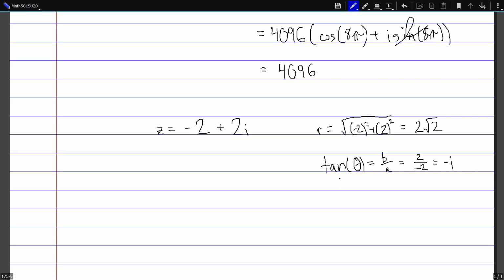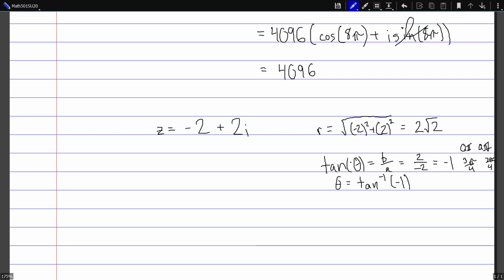So when is tangent of theta equal to -1? Well, there are two places. This is either going to be in quadrant 2 or quadrant 4, since tangent is negative. And this is going to have a ratio of 1 between sine and cosine when we're at some pi over 4. So this is either 3 pi over 4 or potentially 7 pi over 4.